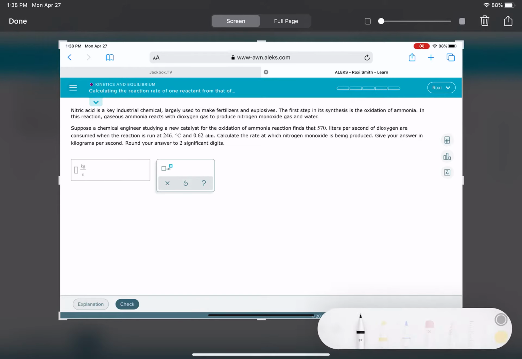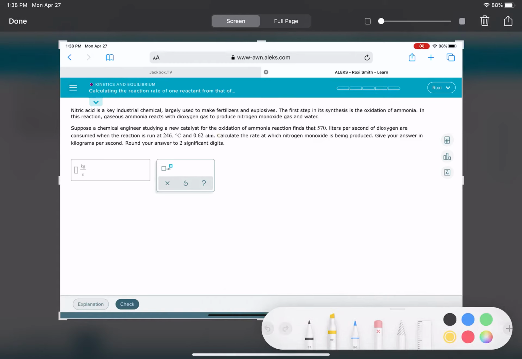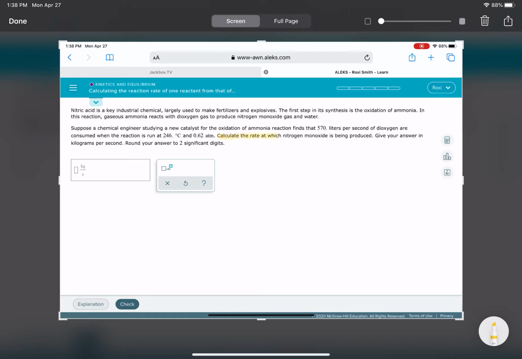So first of all, I think we need to figure out what to ignore in this because there's a lot of information in here. What are we trying to focus on? At the end of the day, this problem is asking us to calculate the rate at which nitrogen monoxide is being produced. Okay, so we understand that's our goal. And we are calculating that rate from 570 liters per second of dioxygen are consumed.